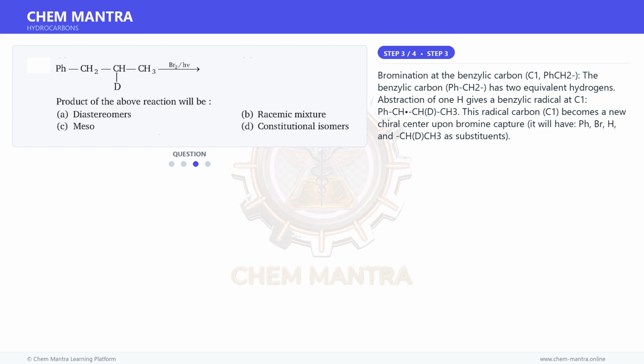Bromination at the benzylic carbon, C1, PhCH2. The benzylic carbon has 2 equivalent hydrogens. Abstraction of 1 H gives a benzylic radical at C1, PhCH, CHD CH3. This radical carbon, C1, becomes a new chiral center upon bromine capture. It will have Ph, Br, H, and CHDCH3 as substituents.